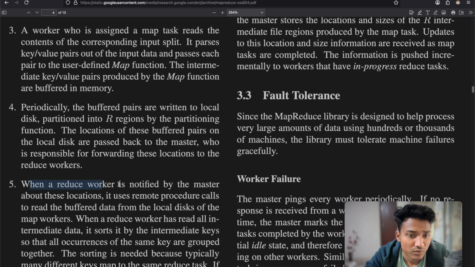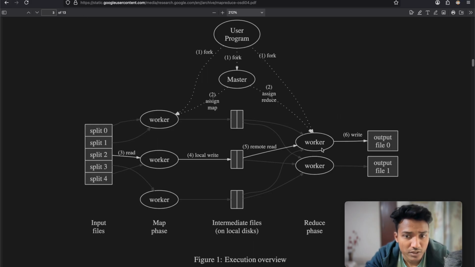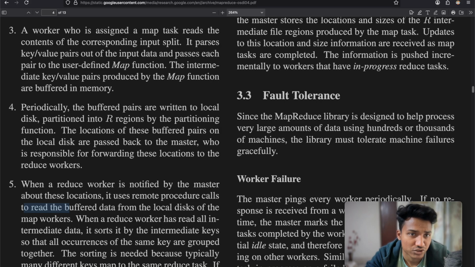When a reduce worker is notified by the master about this location, it uses RPC to read the buffered data from the local disk of the map worker. So basically it will do an RPC, a remote procedure call, and it will remotely read the local writes written by the map invocation. Got it.